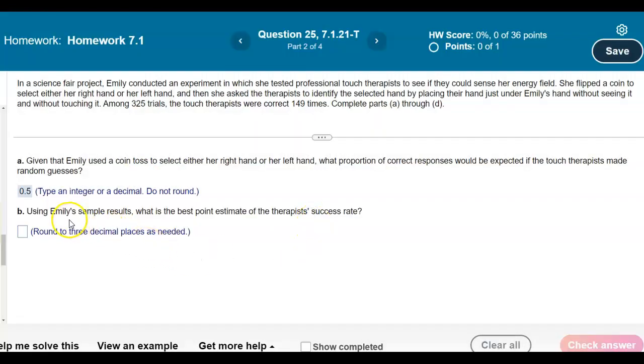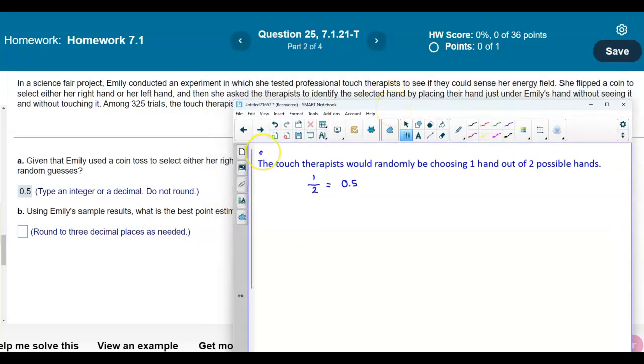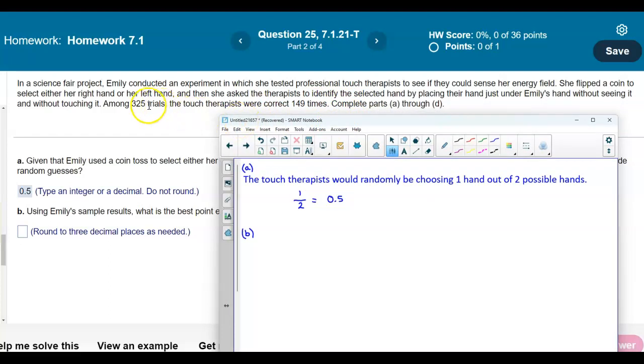Okay, now it says, using Emily's sample results, what is the best point estimate of the therapist's success rate? And it says round to 3 decimal places as needed. Well, let's take a look here. Okay, for part B, we need to know the value of the sample size. Well, the sample size is how many trials there are. So that means that the sample size n is equal to 325.